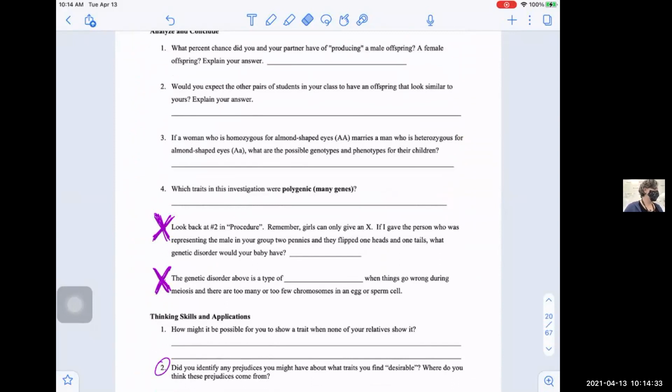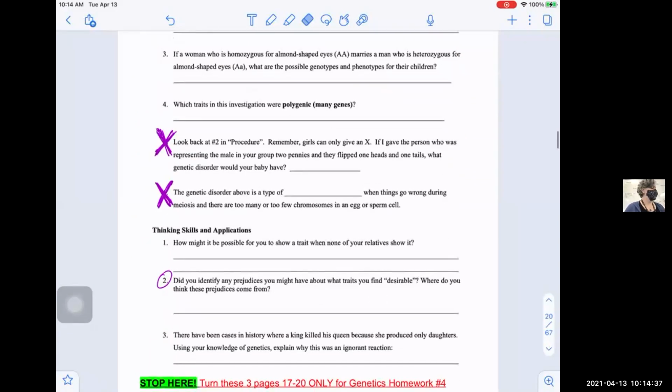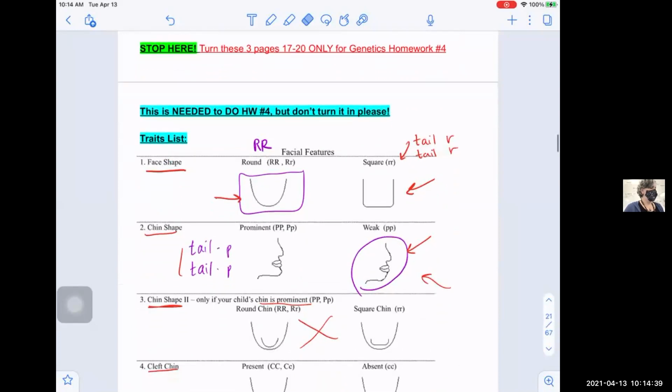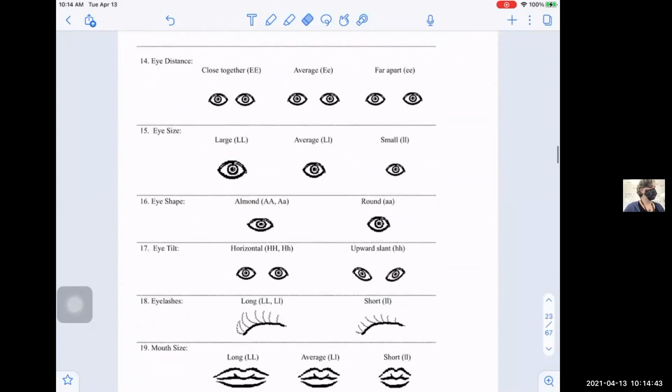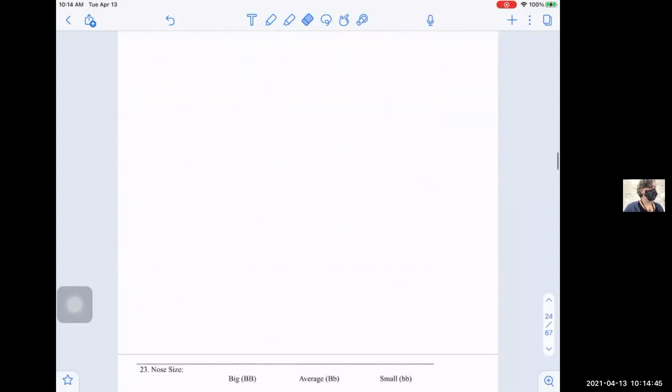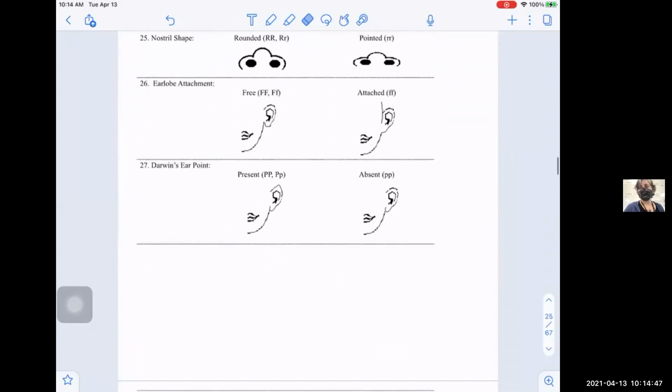Everyone was able to answer these with no problem? Okay. Very good then. All right, so if you guys would go past all these traits, these lovely, lovely traits that you passed on to your babies.